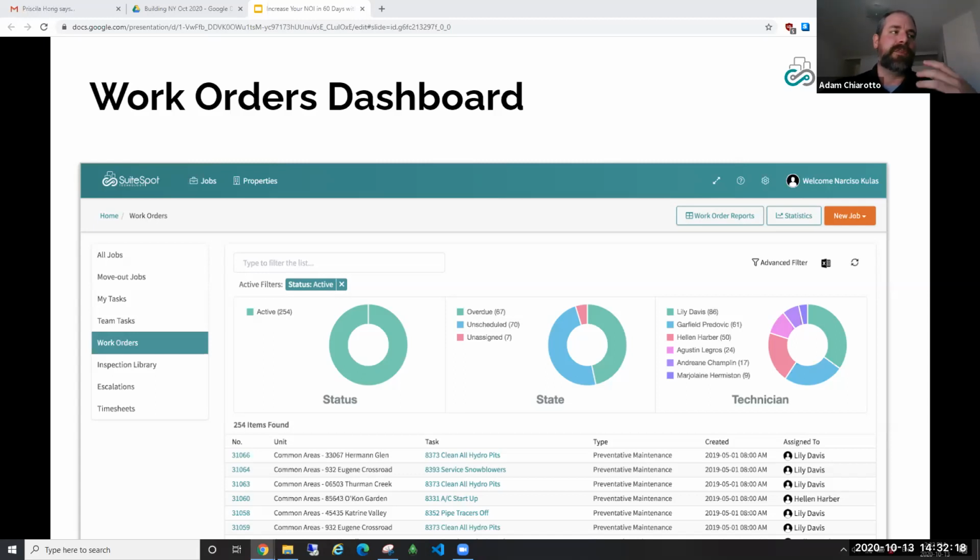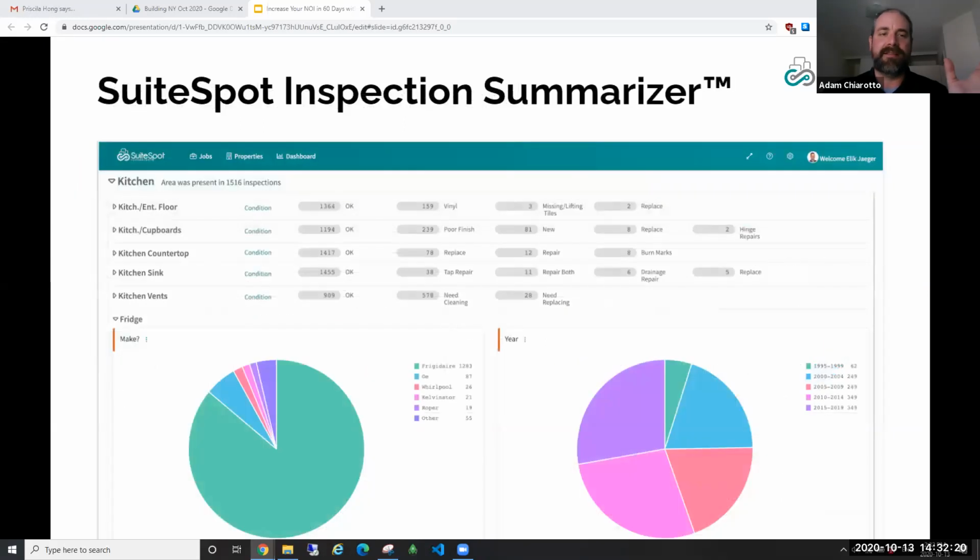We also have, the last thing I'll show you with this, is our inspection summarizer. Now this is mostly for property-wide inspections, or when you want to know, what is the current state and condition of my properties? So you can look at this as a singular property, you can look at this as a regional, you can look at this as company-wide.